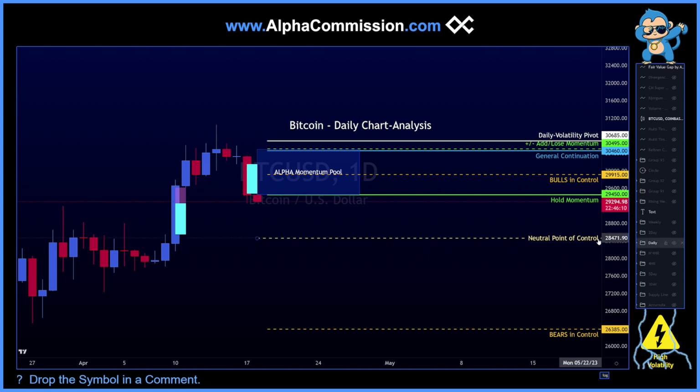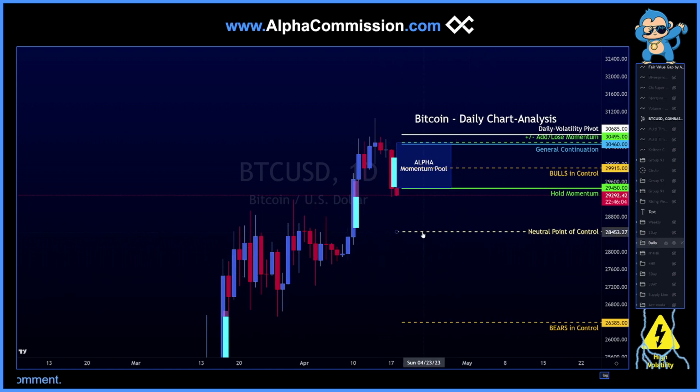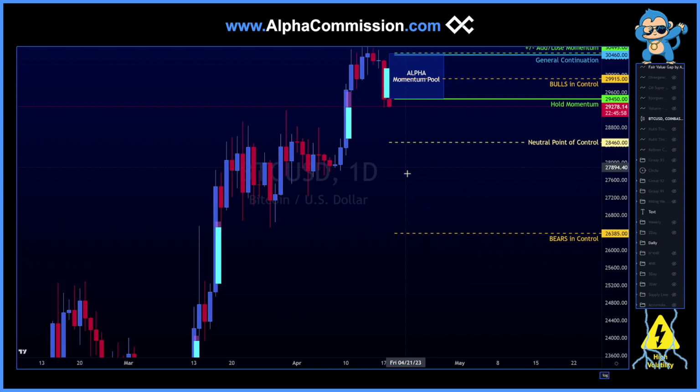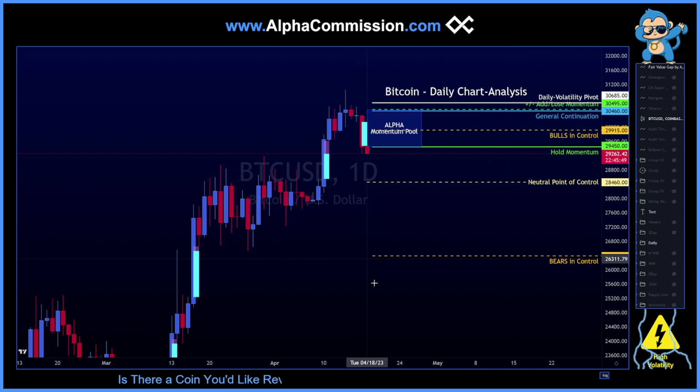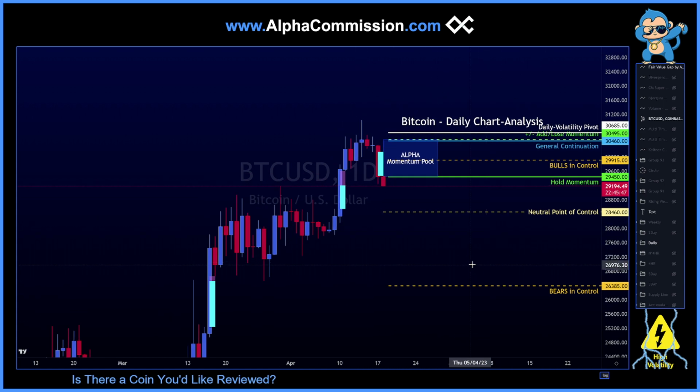But if we do lose that neutral point of control, then the bears are waiting at 26,400. I don't really see any reason for us to go there. I do see perhaps teasing this neutral point of control as realistic. If we do drop all the way to the bearish control zone, we could grab a little bit more liquidity from here before turning around and just scaring everyone. But getting trapped under that level would not be a good thing.